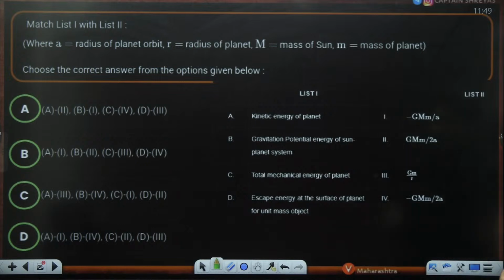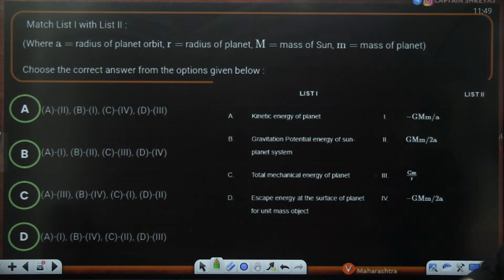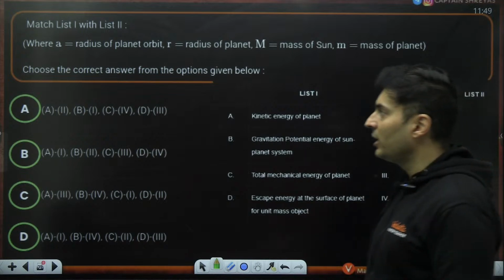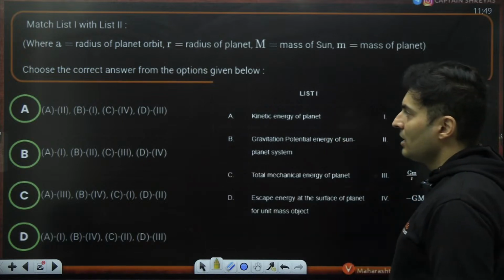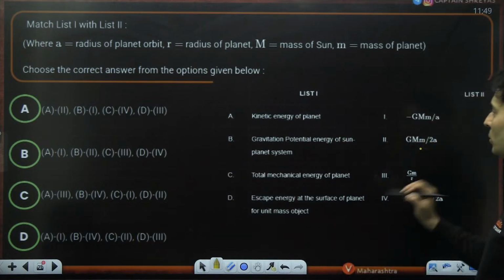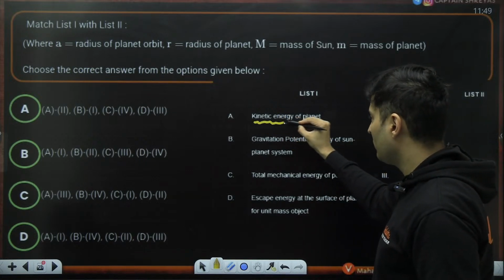Kinetic energy of the planet. It will be 100% positive. Kinetic energies are never negative, so it can't be 4, it can't be 1. Now, whether it is this or whether it is this, it depends on the radius of the orbit of the planet, never the radius of the planet or anything else. So A should go with, I think, 2. Yeah, A should go with 2, I believe, kinetic energy of the planet.